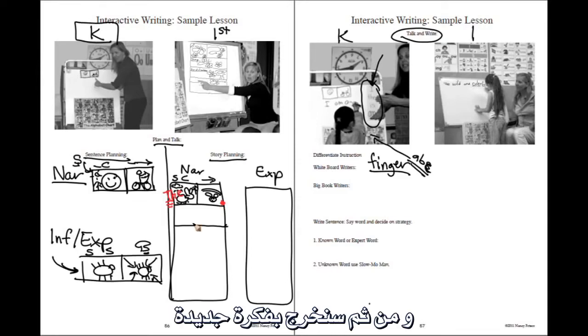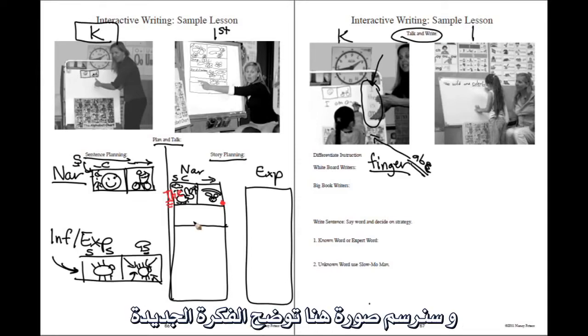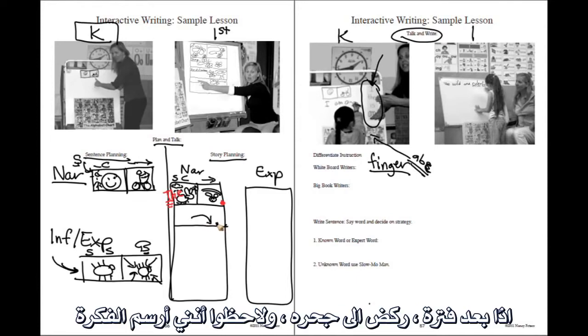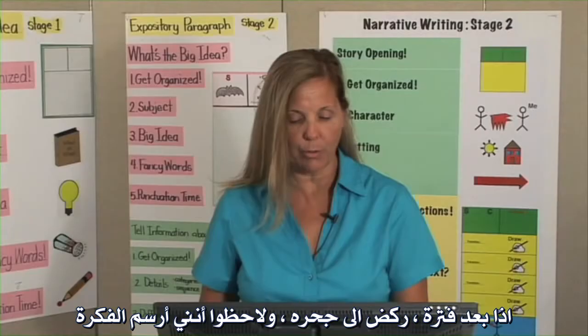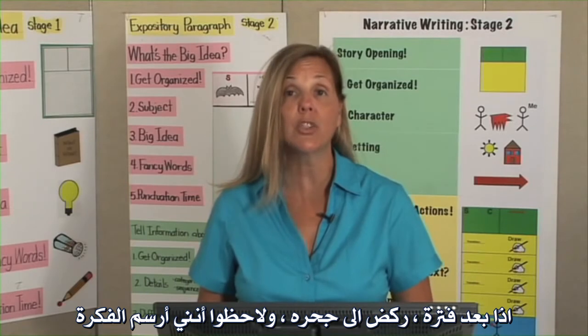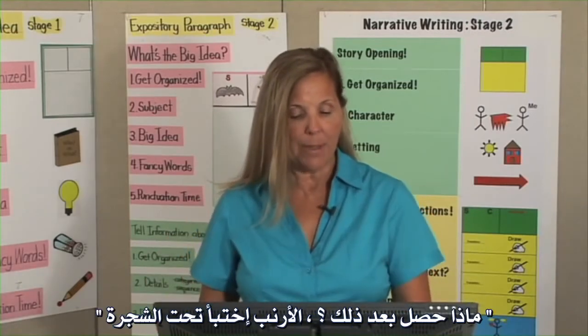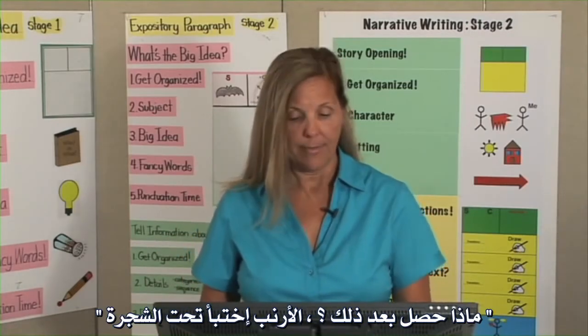And then we're going to come up with our next idea. We'll draw a picture here of what that would look like. So let's say the bunny ran to his hole. So after a while, he ran to his hole. So he ran inside there. Notice I'm drawing a picture of the idea. We're going to go back and we're going to say the whole idea. What happened next? The bunny hid under the tree.